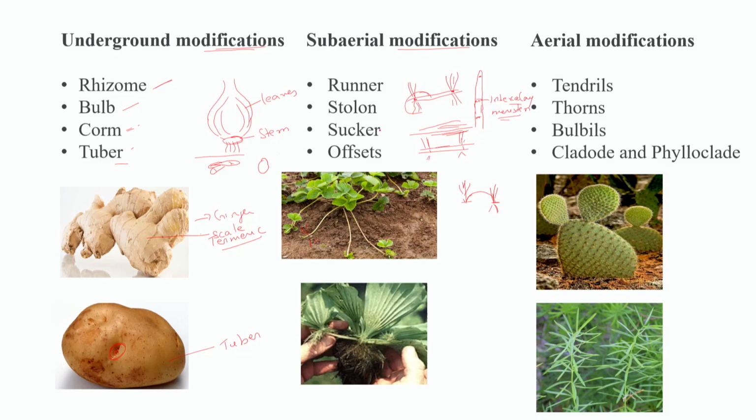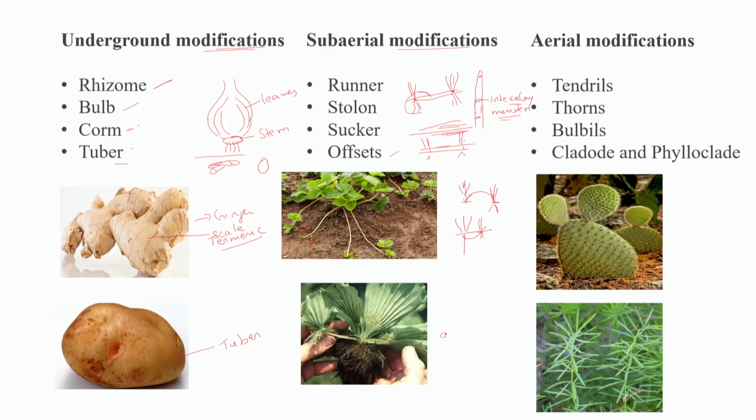Then you have suckers also. Suckers are those which come out from the below part of a stem. From an underground stem they will originate, and as soon as they reach the ground surface, they will form new plants. Offset is a similar type, like runner or sucker.